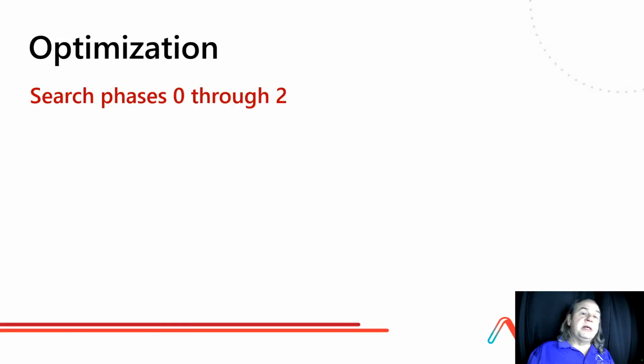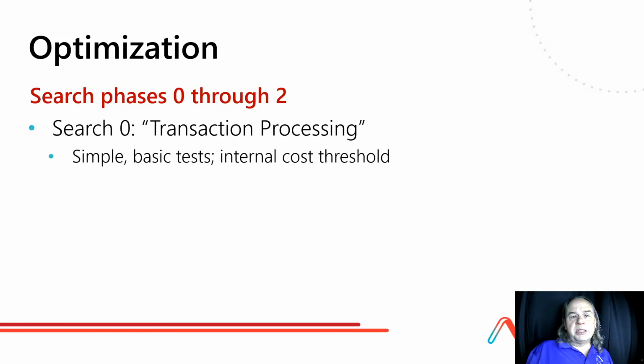Next, the optimizer goes through what are known as search phases 0 through 2. We're not going to go into tremendous detail on these. They're fairly complicated, but we'll just do this much. Search phase 0 is called transaction processing, and it basically just looks for some very simple query shapes, very simple, very common query patterns, and sees if it can just come up with something super quick as an execution plan.